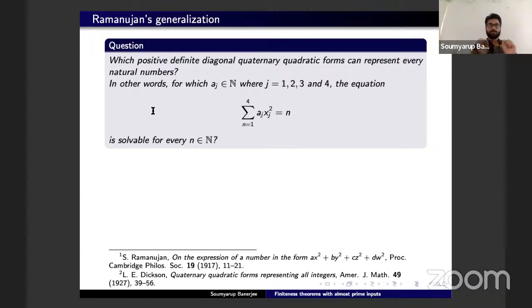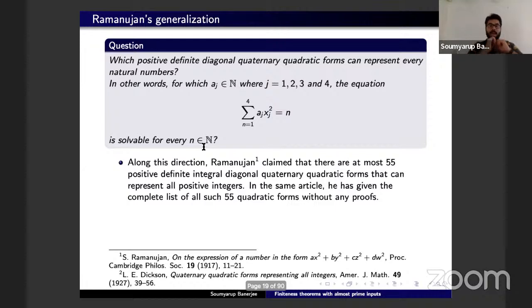In other words, Ramanujan introduced some weights inside the sum of four squares. He considered the diagonal quadratic forms of the form a1x1 square plus a2x2 square plus a3x3 square plus a4x4 square, and he asked which diagonal quadratic form can represent every positive integer. In other words, for which aj is this Diophantine equation always solvable for every n?